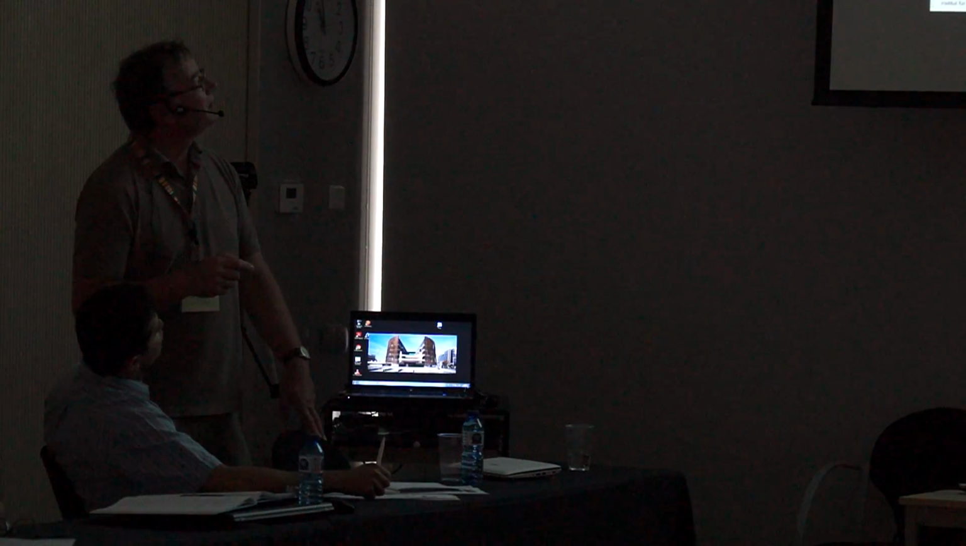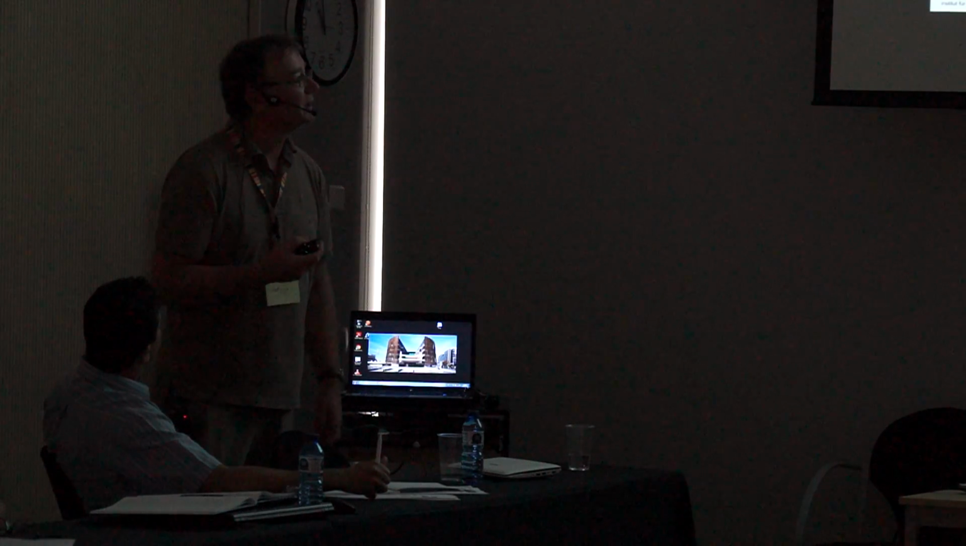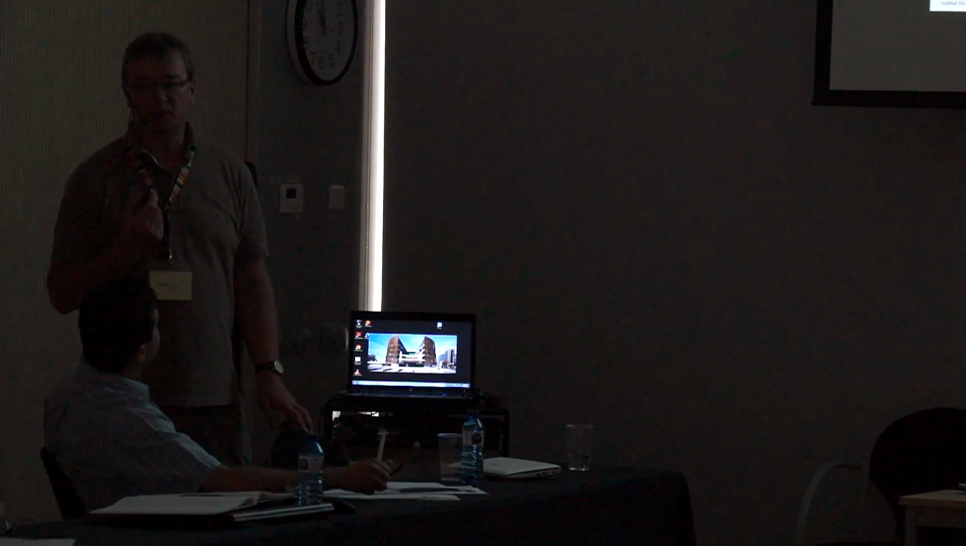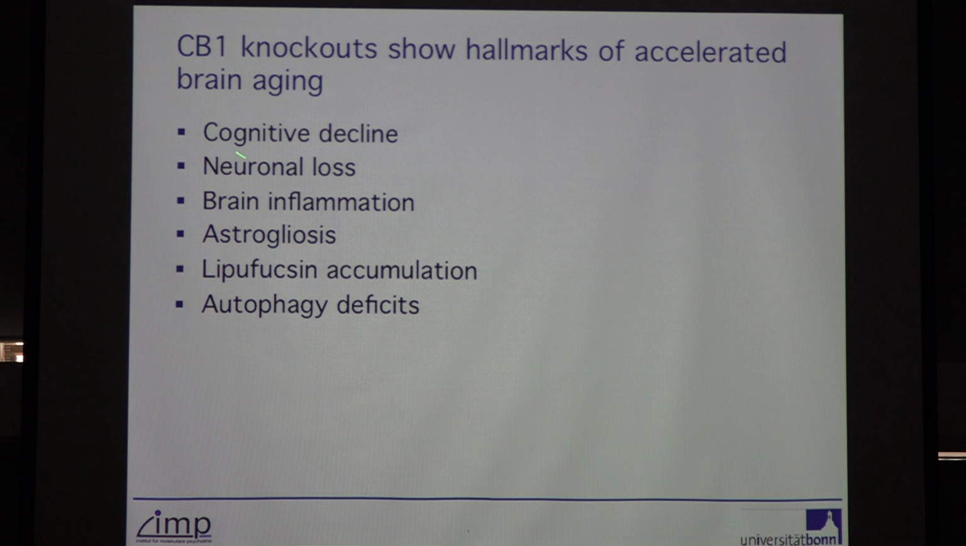So what I wanted to do is convince you that CB1 knockouts show all hallmarks of accelerated brain aging. They have an accelerated cognitive decline, accelerated neuronal loss, increased brain inflammation, increased astrogliosis, increased lipofuscin accumulation. I haven't shown you that these mice also, when they become older, develop autophagy deficits. These changes are typically considered hallmark changes of aging, and they're all accelerated in the absence of CB1 receptors.